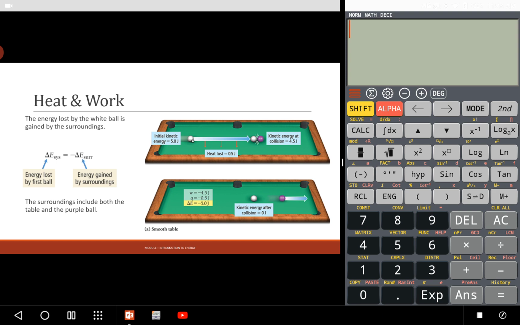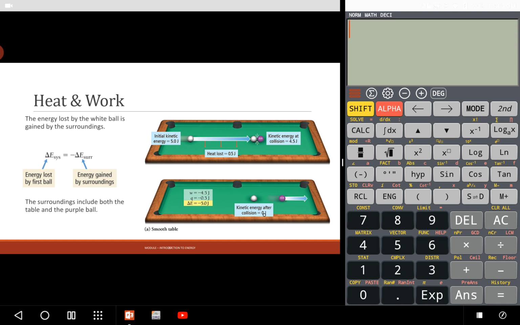then this white ball initially starts out with 5 joules of energy, and then it's traveling along this table, and in the process, due to friction and whatnot, it loses 0.5 joules of energy. And then it collides with the purple ball and transfers 4.5 joules of energy to the purple ball.